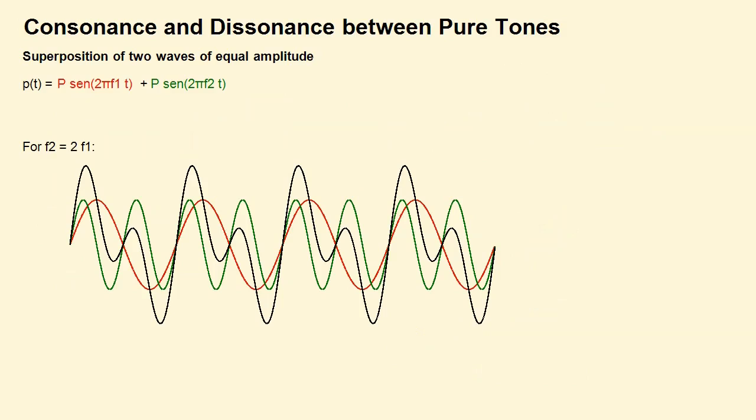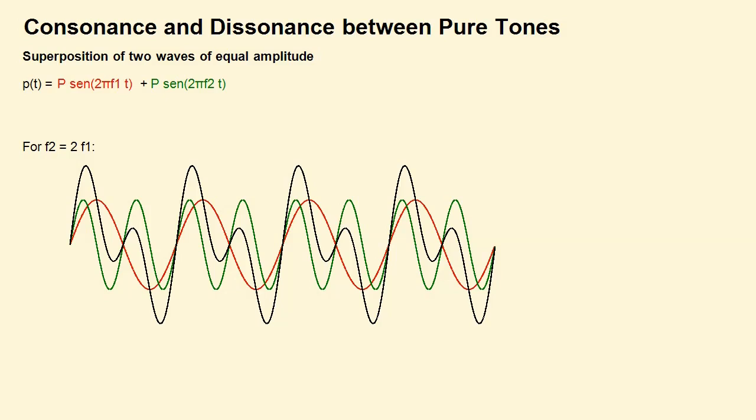The screen shows the superposition of two sound pressure waves of equal amplitude and zero phase, in which the frequency of the second is twice the frequency of the first. This gives an interval of 1 octave. In the rest of this study, the equal amplitudes and zero phase will be maintained, but the frequency of the second wave will be varied.